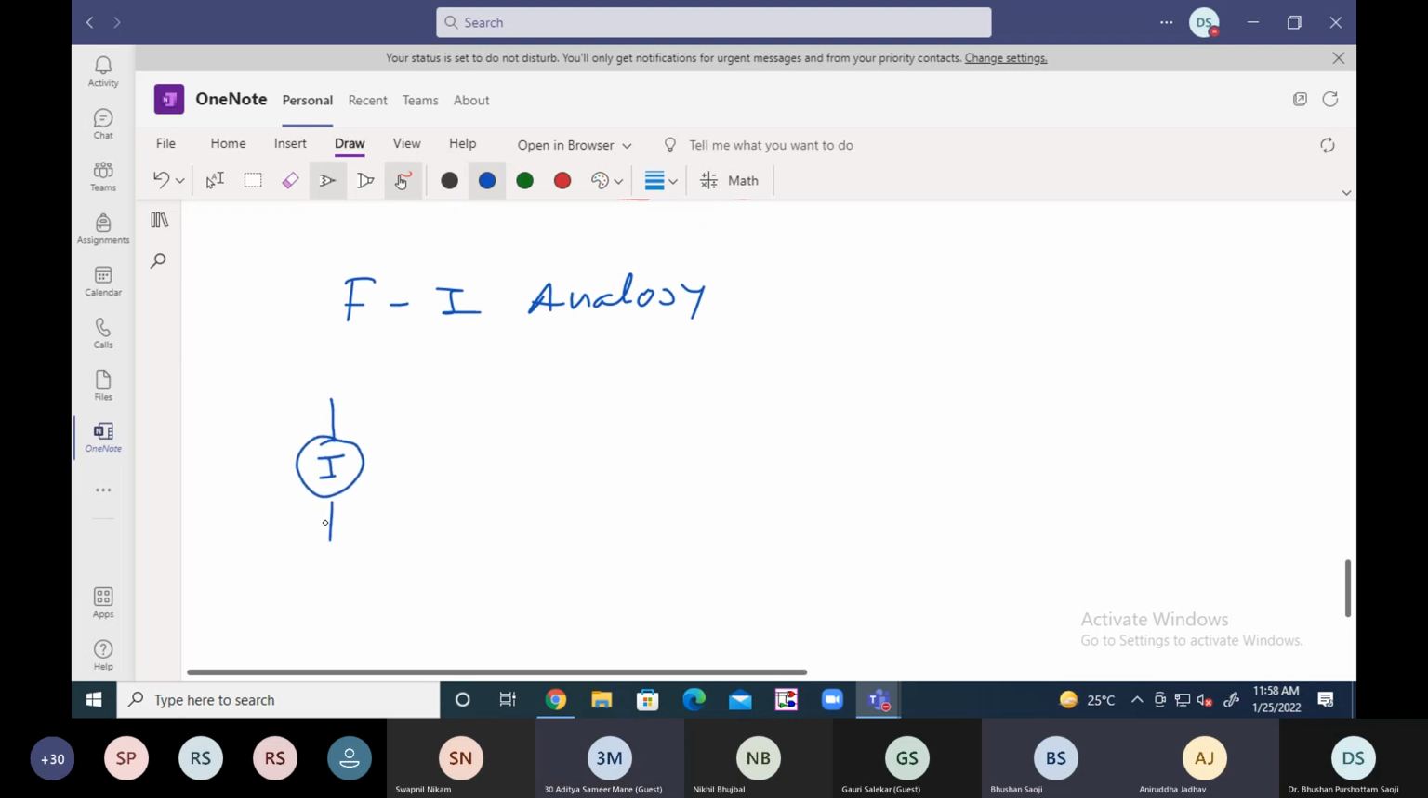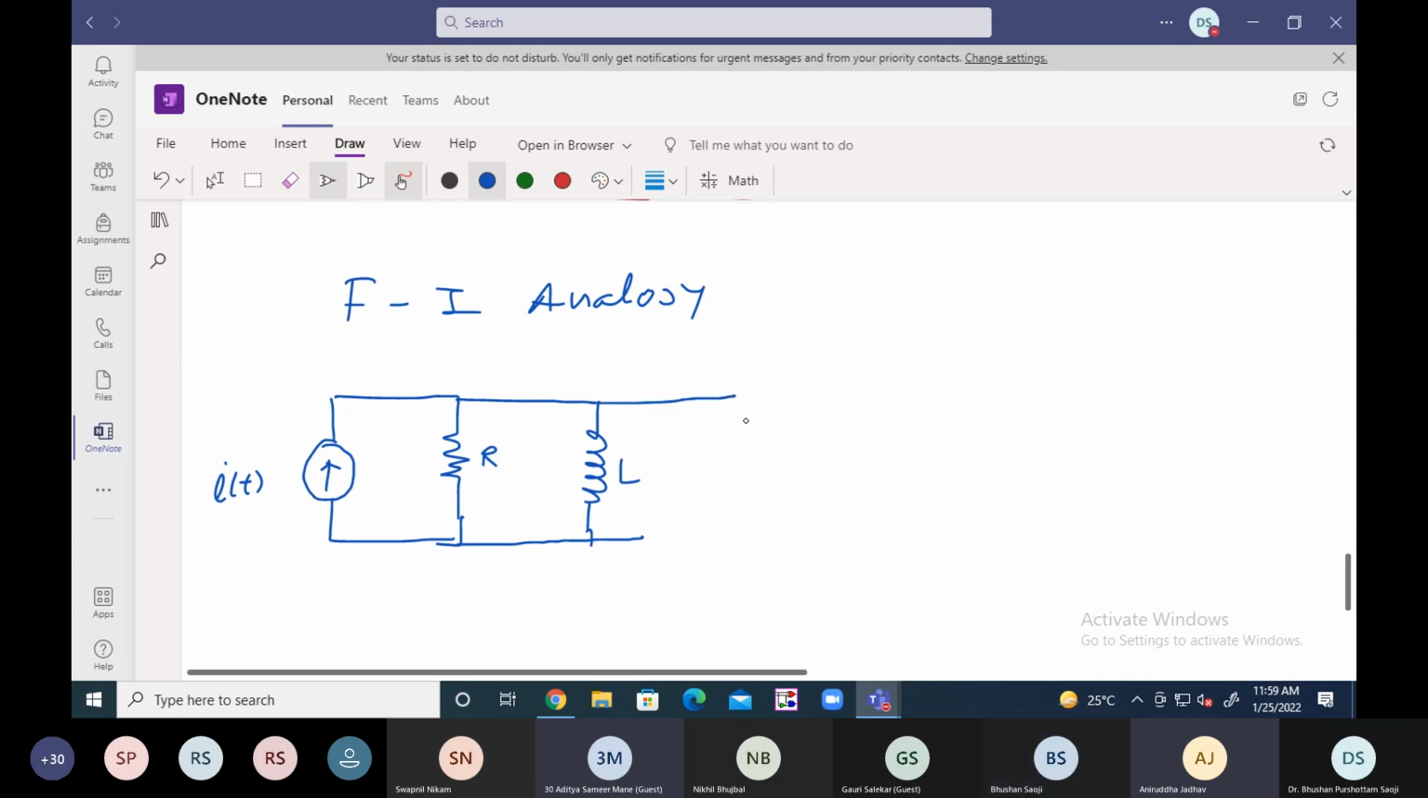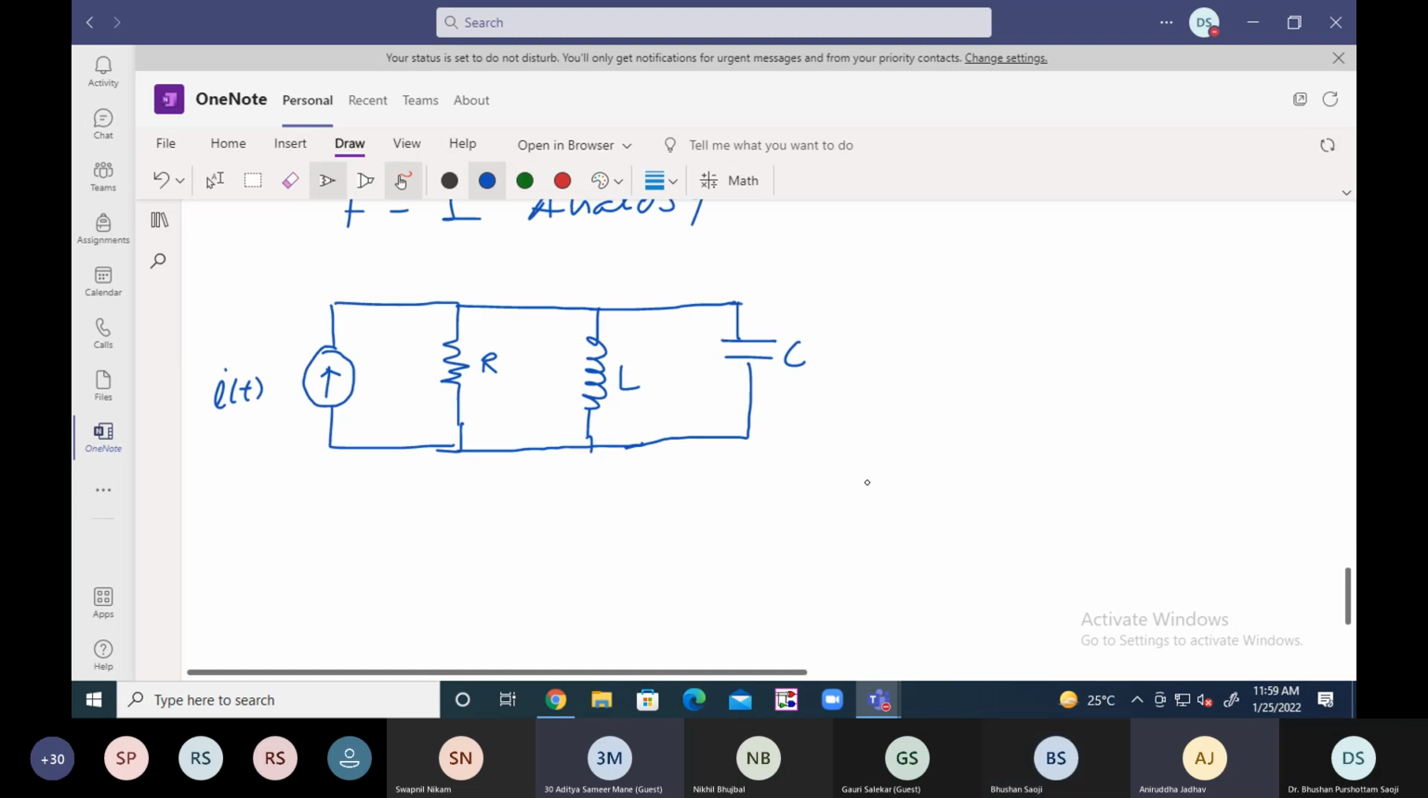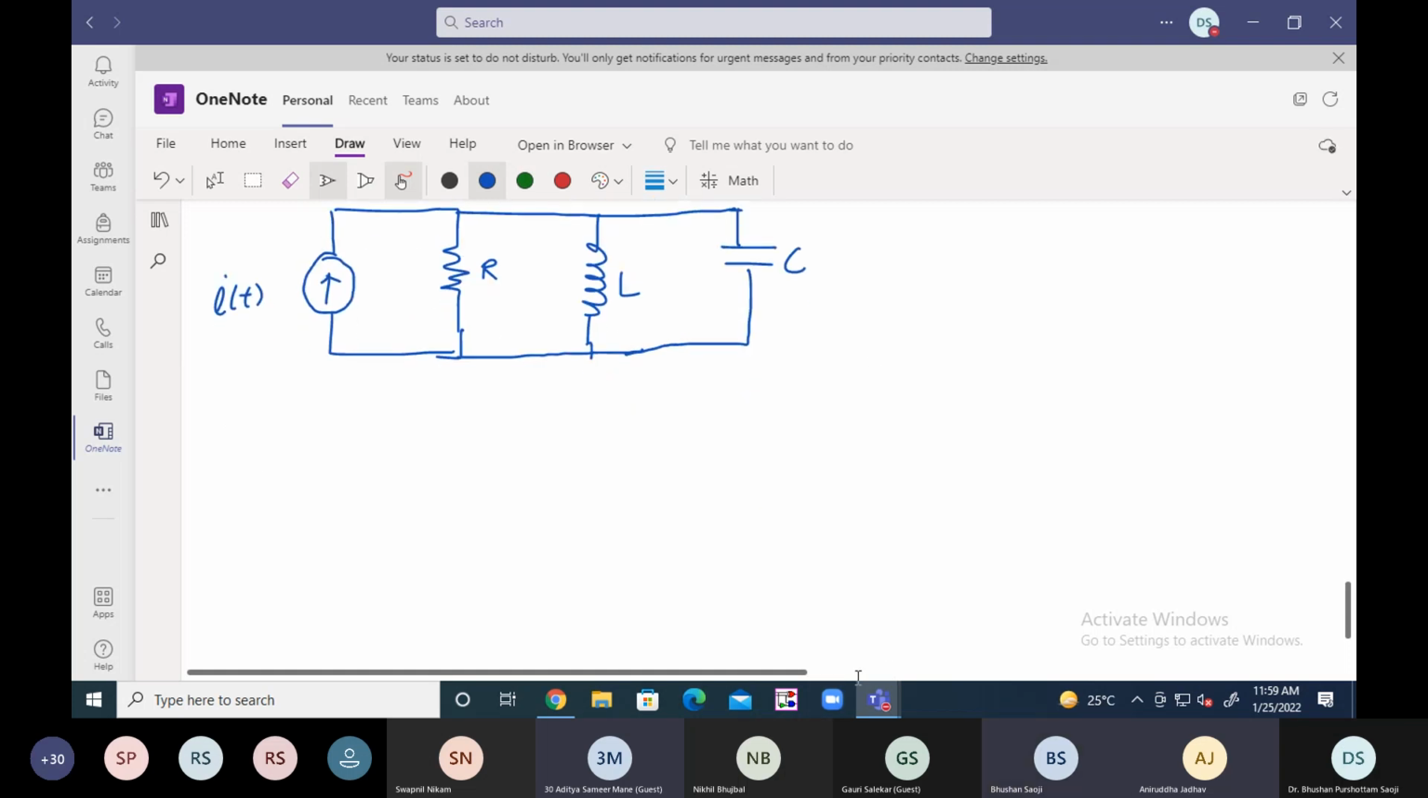Now for this, we will consider the circuits that we have studied today. Here is the I of t, then we have R, L, and C. Just now we have derived the equation.